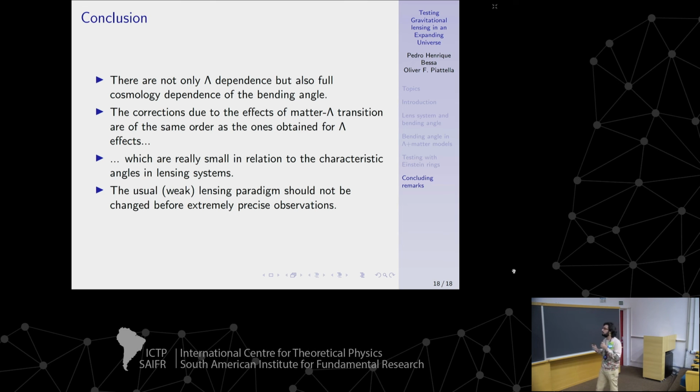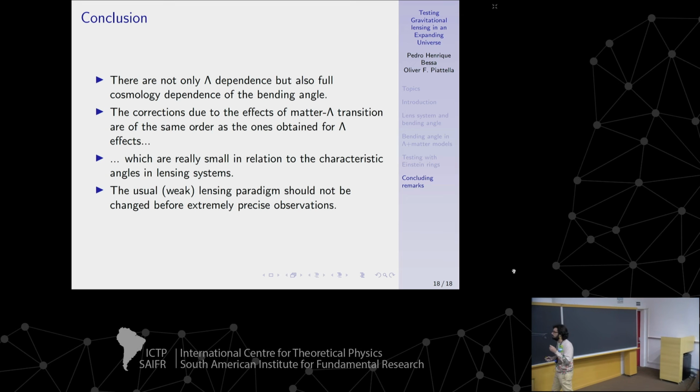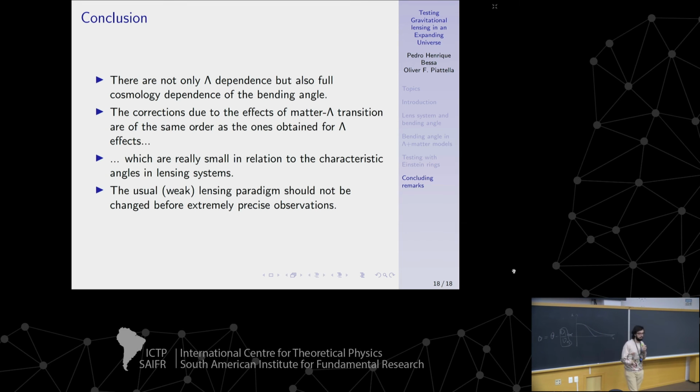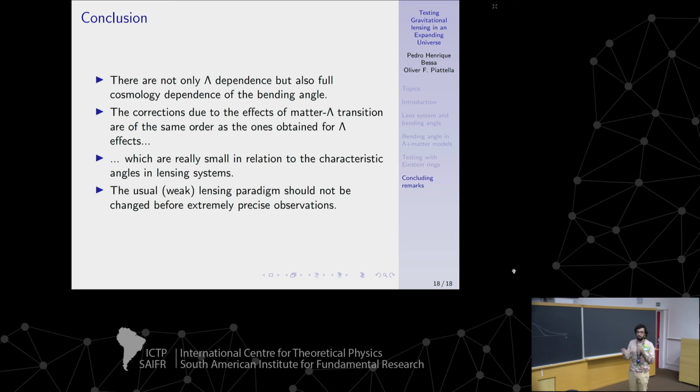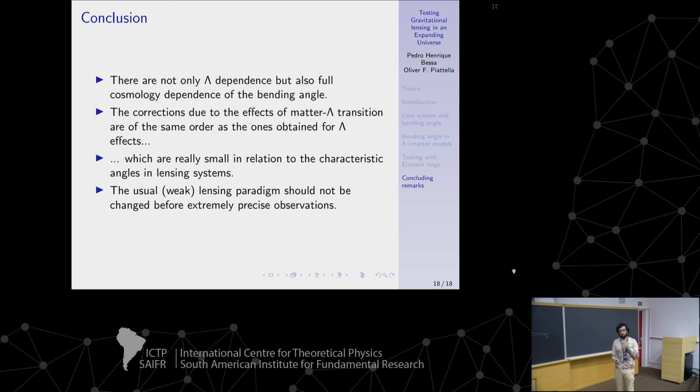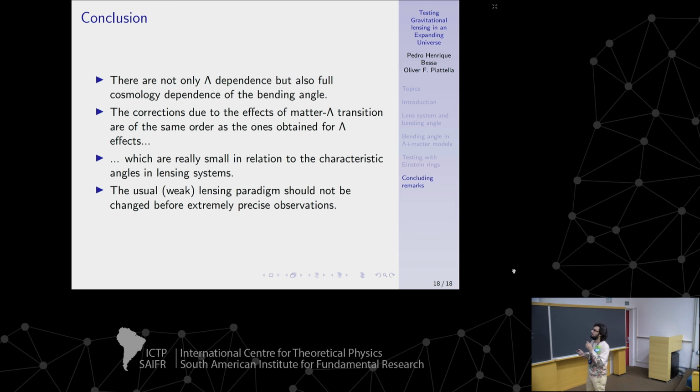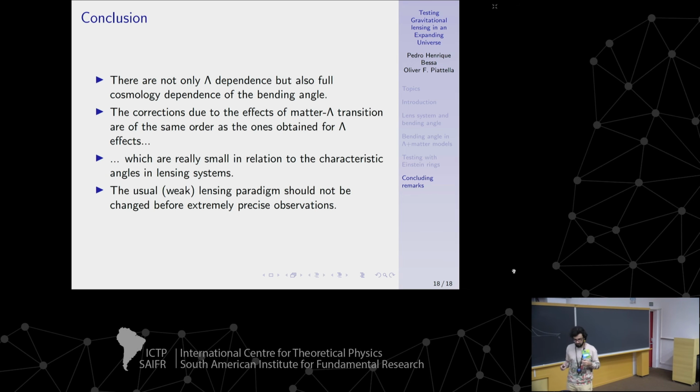And the usual weak lensing approximation, the usual bending angle expression and lens map approximation with Schwarzschild lenses is completely valid so far. So that's what I've obtained, and thank you so much for your attention. Very good. Thank you. Questions?